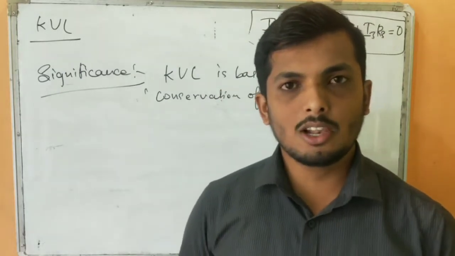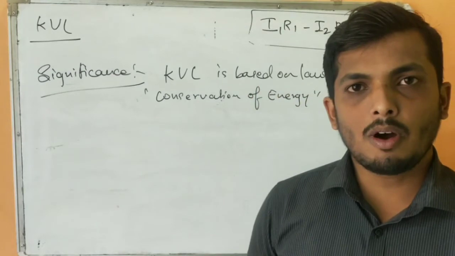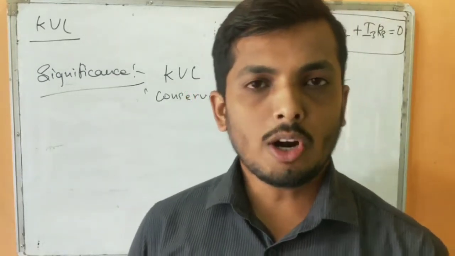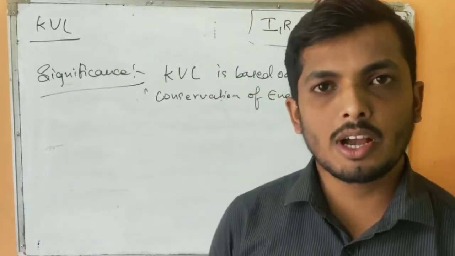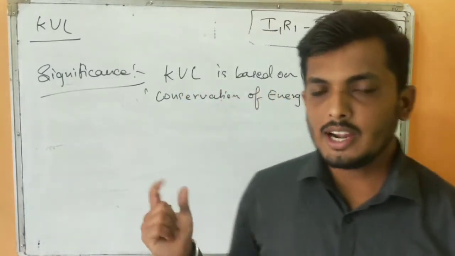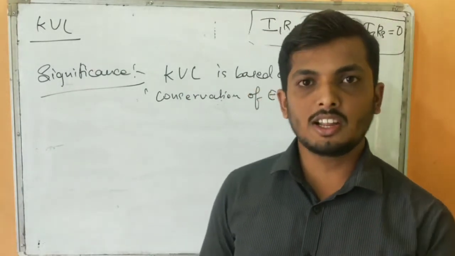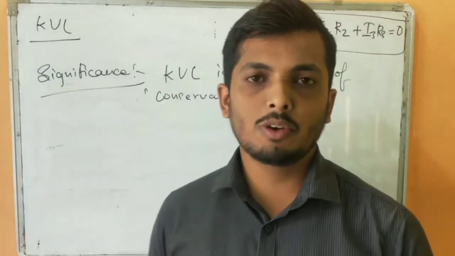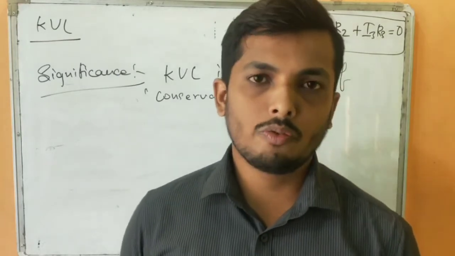The first one is KCL, that is Kirchhoff's first law. What it states: the algebraic sum of the currents meeting at a node will be equal to zero. In short, the sum of the currents entering the node will be equal to the sum of the currents leaving the node. At the end, you have to take care of the sign convention. You should see which conductor is entering the node and which one is leaving. Entering you consider as positive and leaving you consider as negative. So the significance is that it is based on the conservation of charge.